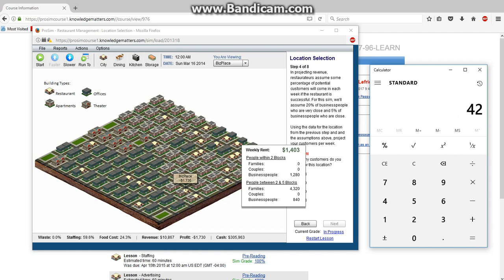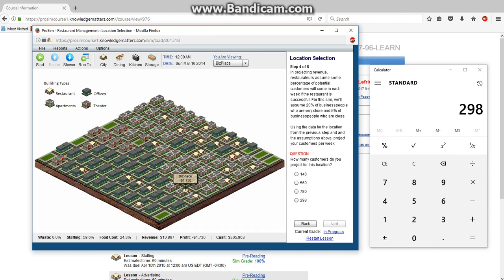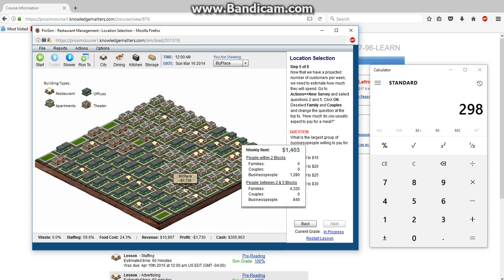So 42 from the ones who are far away and 256 from the ones who are very close, and we expect 298 of the business people to come and dine in our restaurant. So we go to the next question. So right now we know how many people will come and eat at the restaurant. We also know how much we're going to be paying for the rent and how much money we should be making. We should be making about 17,000.